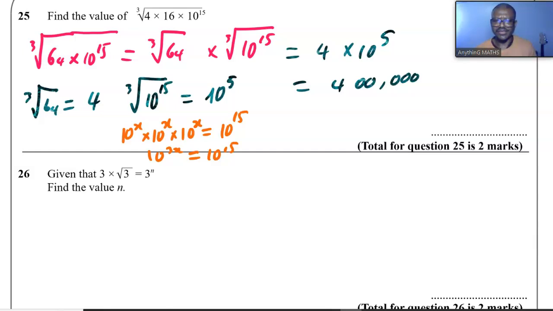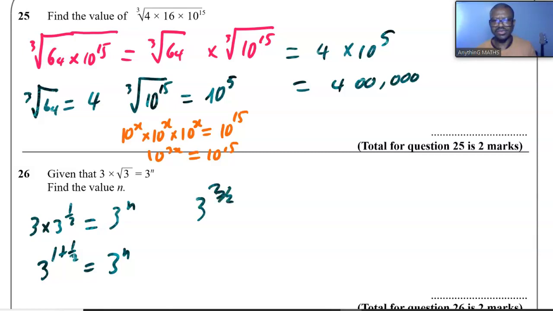The next question is, we can write root 3 as 3 raised to the power half. So we have 3 times 3 raised to the power half should be equal to 3^n. By the law of indices, we can write 3 raised to the power 1 plus half, so 3^n. And we're going to have 3 raised to the power 3 over 2 equals 3^n. It means n should be 3 over 2.